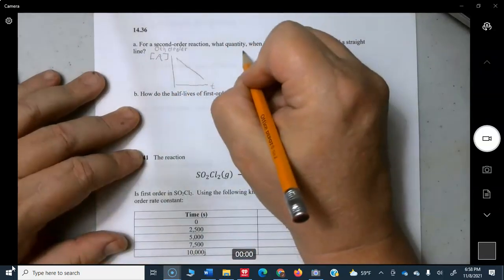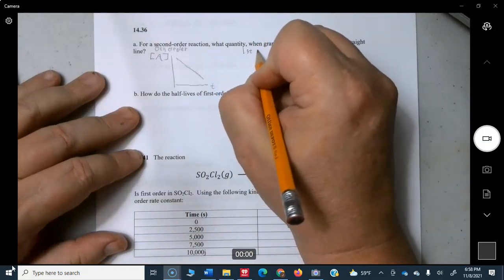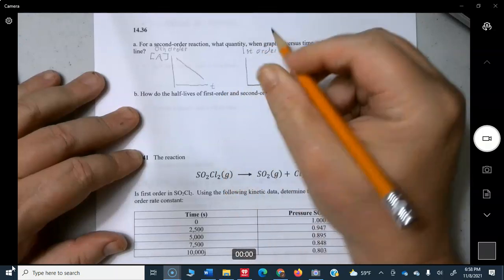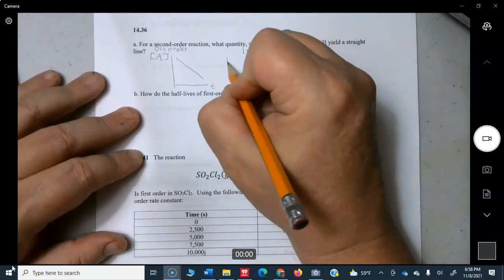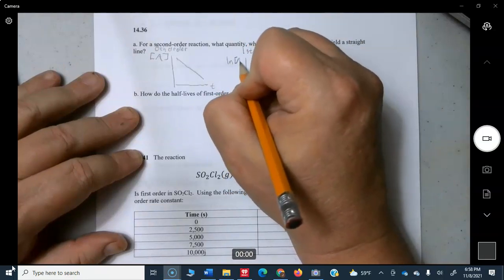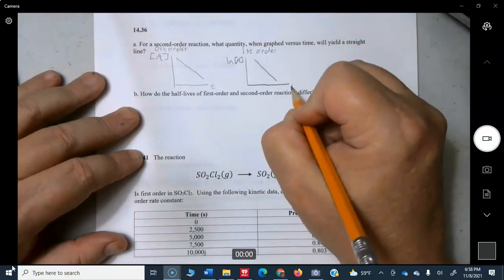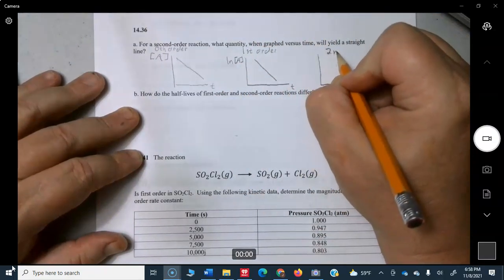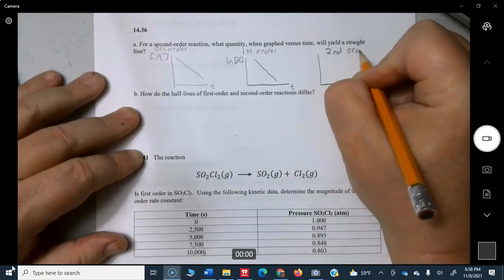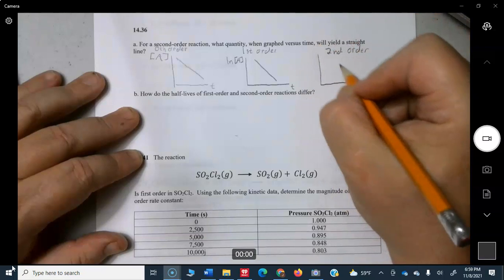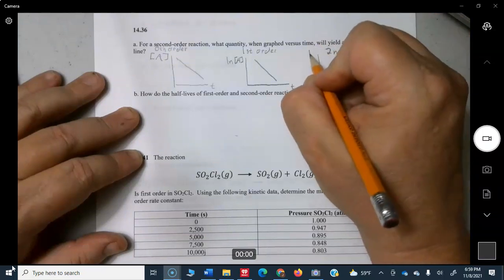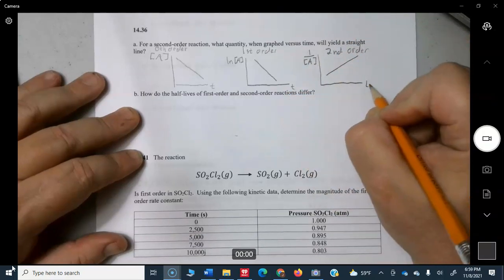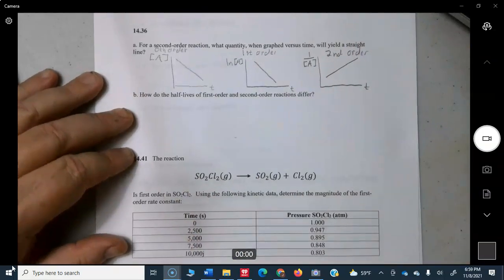That's zero. For first order, you also get a negatively sloping straight line when you graph the natural log of the concentration versus time. And to answer the question, for a second order, you get a positively sloping straight line when you graph the reciprocal of the concentration versus time. So that's the answer to that question, but you should have all three of these memorized.